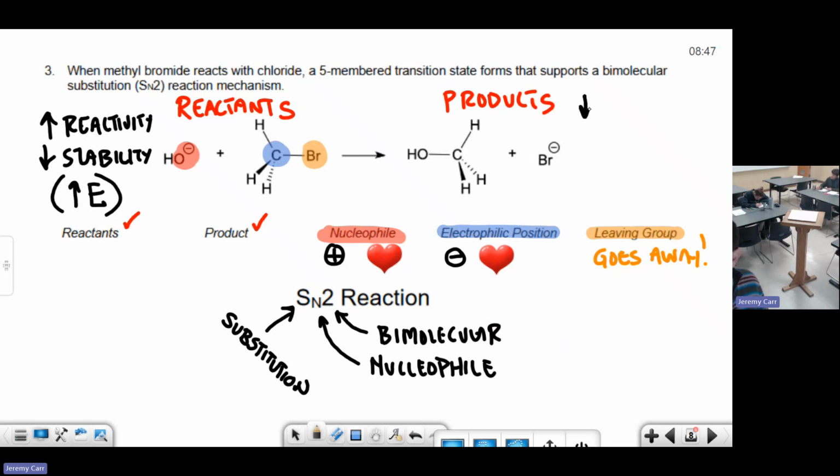So what's happening for the products? We have low reactivity. And then we have high stability. And this tells us something about the energy. The overall energy is fairly low for the products. So this is going to be vitally important to understand what's happening.